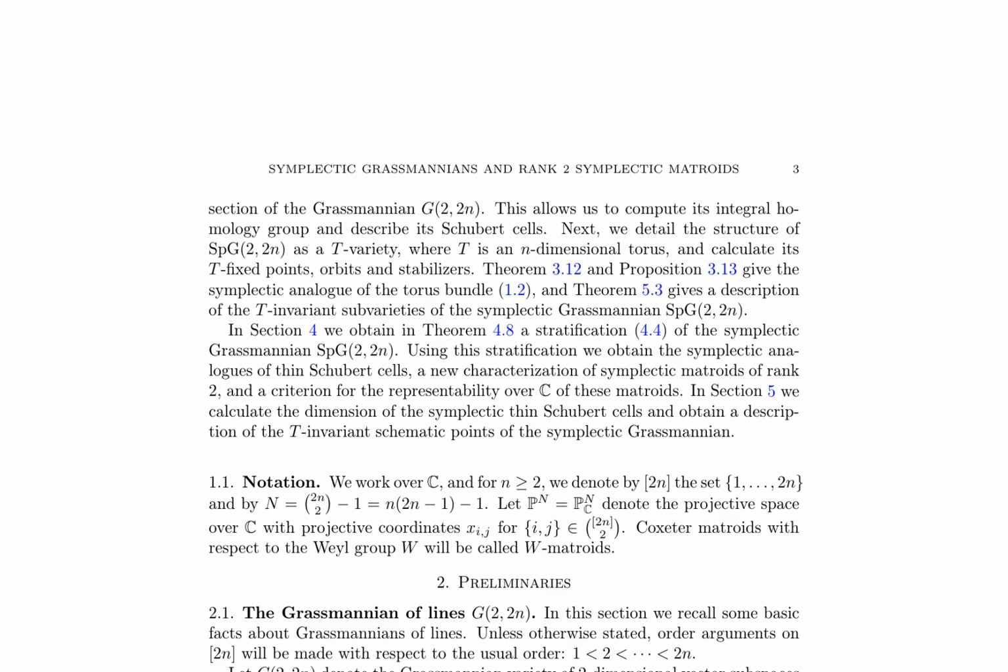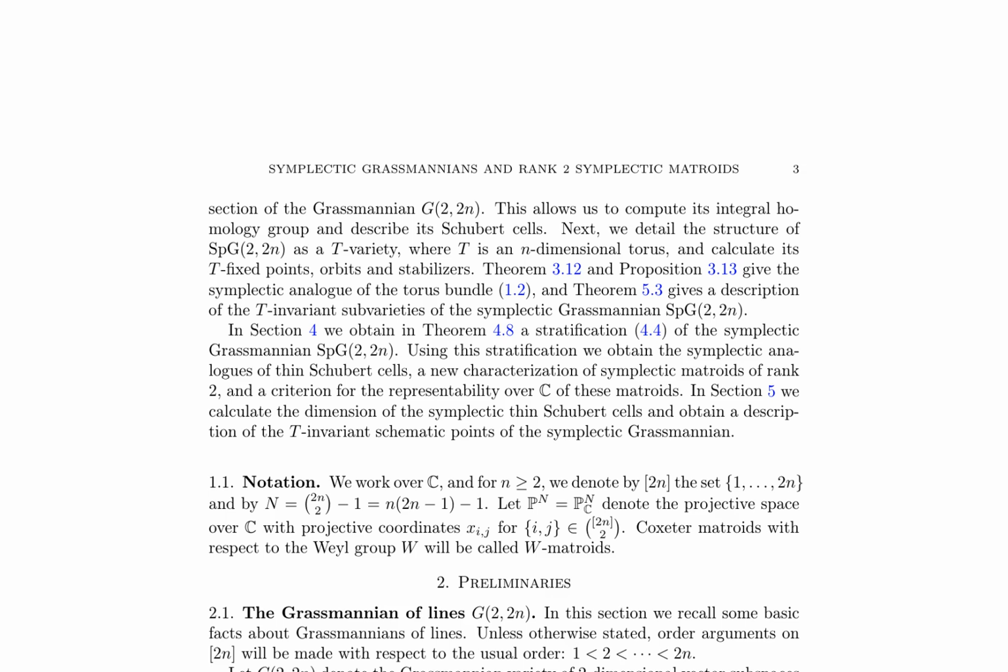In Section 4, the authors obtain a stratification of SPG 2n in Theorem 4.8, allowing them to define symplectic analogues of thin Schubert cells and characterize symplectic matroids of rank 2. They also establish a criterion for the representability over C of these matroids. The paper begins by introducing notation and preliminaries, working over the complex numbers C.